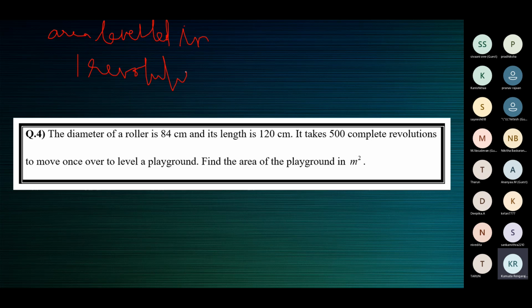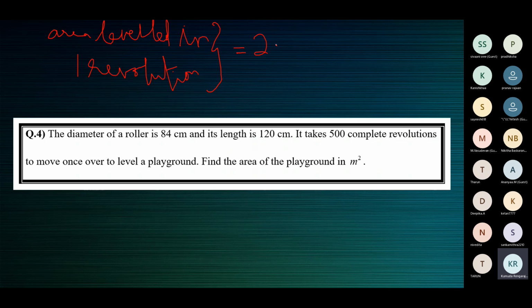Suppose it goes only once, then the roller gets angry and it stops. Okay, it goes once and then it stops. So the area leveled in one revolution: the roller goes one complete revolution and it stops. What is the area leveled? What is the area of the playground leveled?